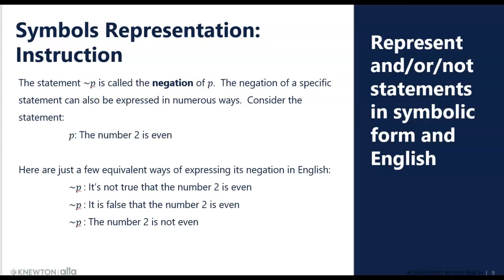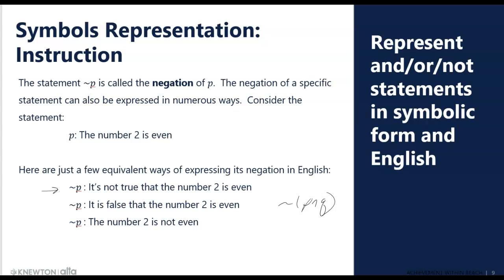If I say statement P is the number 2 is even, that means not P. When I put the negation in front, it means it's not true that the number 2 is even. Or it is false that the number 2 is even. We see "it is false that" a lot of times when we have compound statements that are negated. They start with "it is false that," and that means that what comes next goes in parentheses. Or we could just plainly say the number 2 is not even. I'm guessing most of you would pick this third one.